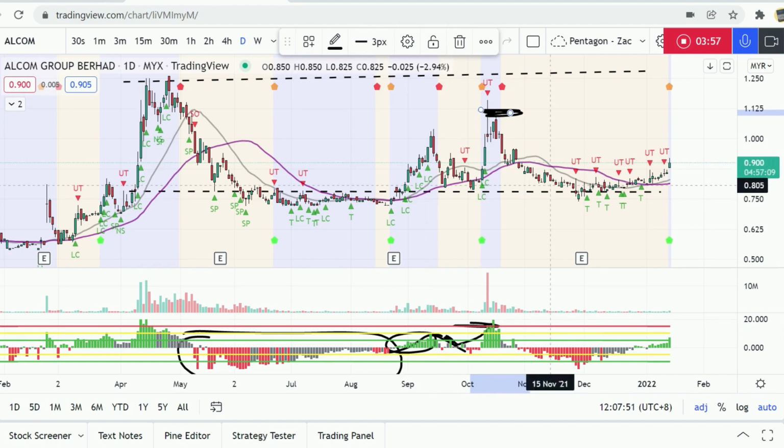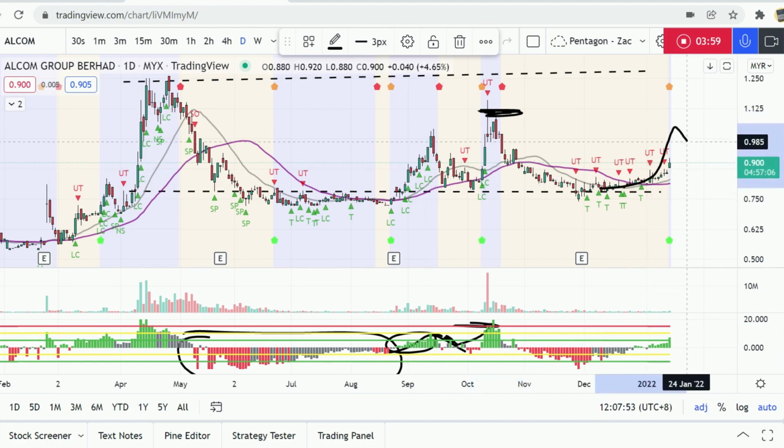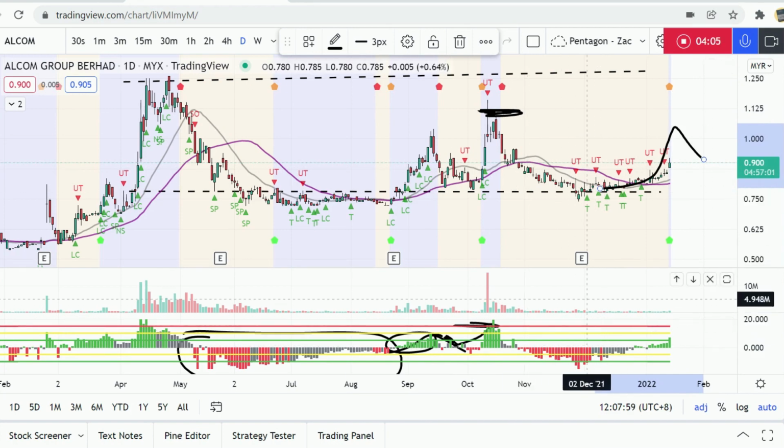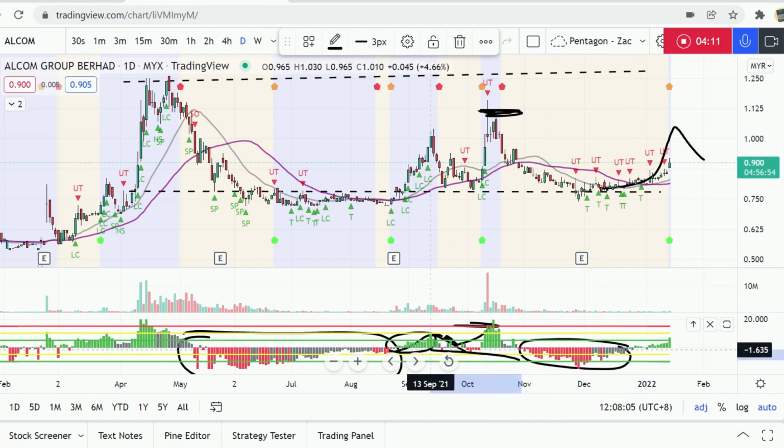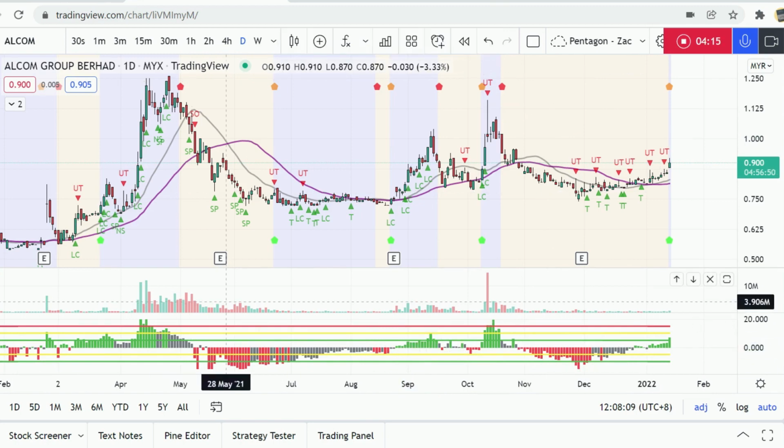Okay, so which means that maybe the next round it hits, it will make another big pullback again, right? Because of the big resistance over there. But the good thing is in ALCOM over here, if you realize, this red zone is definitely getting smaller compared to the first one. So this is telling you that yes, this is a reaccumulation and the sellers probably are getting less and less.